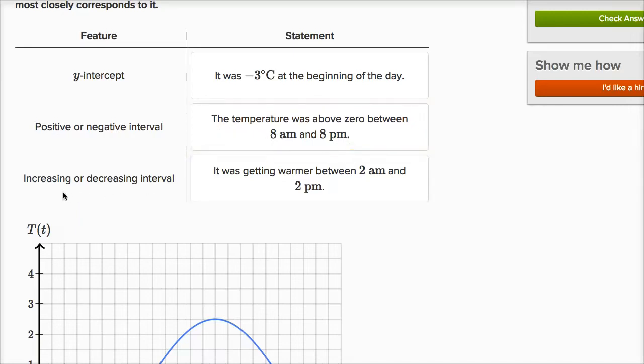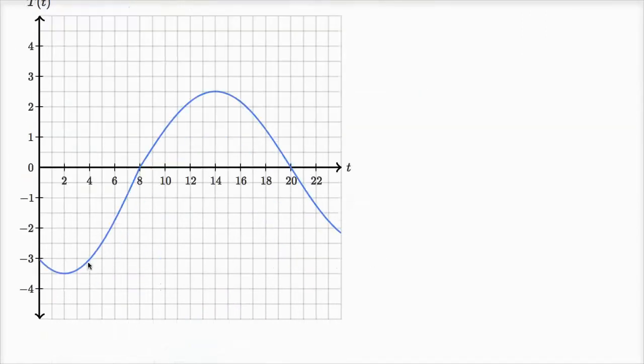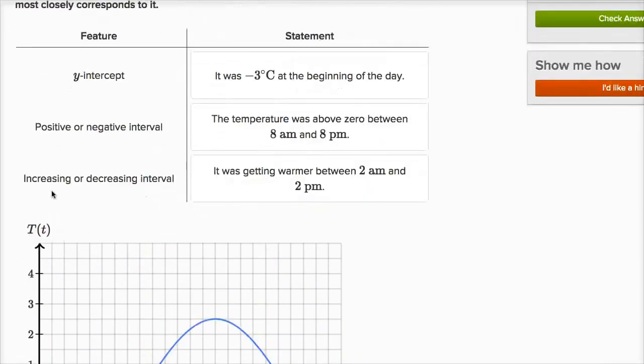And then finally, we have increasing or decreasing interval, and it was getting warmer between 2 a.m. and 2 p.m. It was getting warmer between 2 a.m., which is right over here. So we see that the function is increasing. As t increases, so does the temperature, all the way to 2 p.m. And that right over there is an increasing interval. So once again, we're not using both an increasing and a decreasing interval. We're just using the increasing interval. The decreasing interval isn't helping us make the statement, but the increasing interval is.